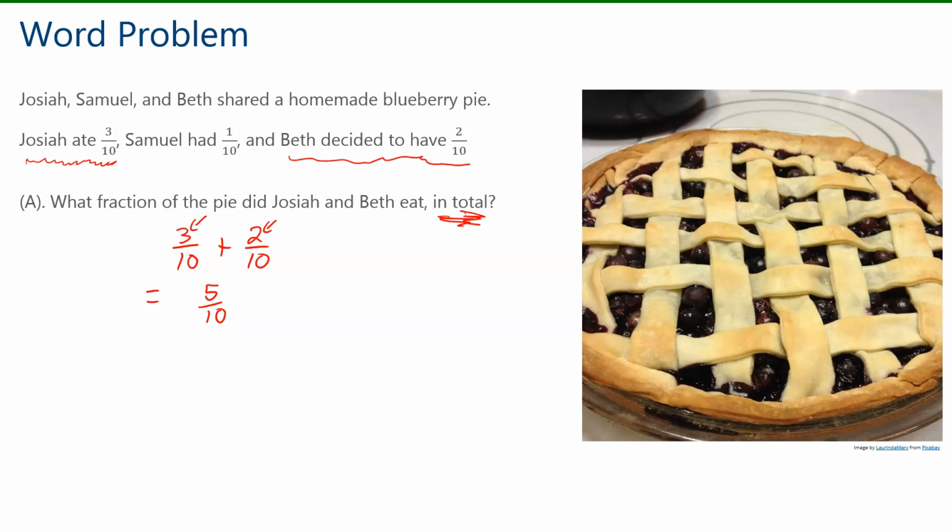And still, even though it's a word problem, we still check to see if our answer is in simplest form. And we realize that 5/10, that can simplify, definitely. You might be able to get this one right away without even thinking about it. 5/10 is the same thing as 1/2. So Josiah and Beth ate half the pie.